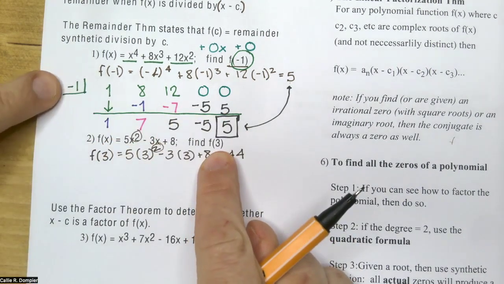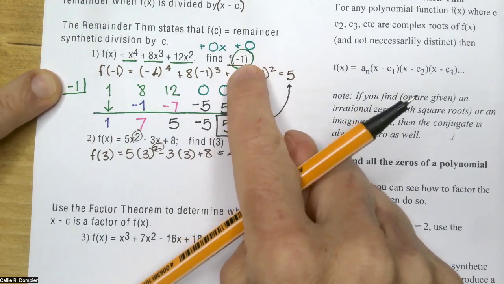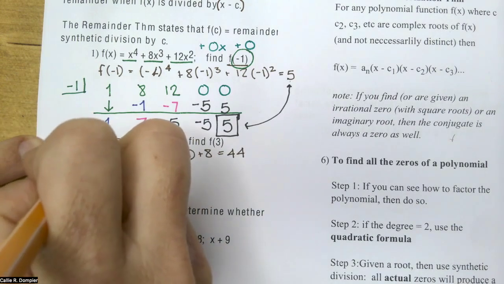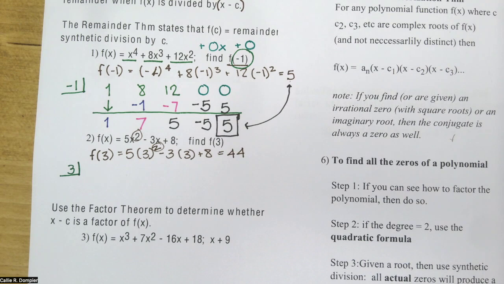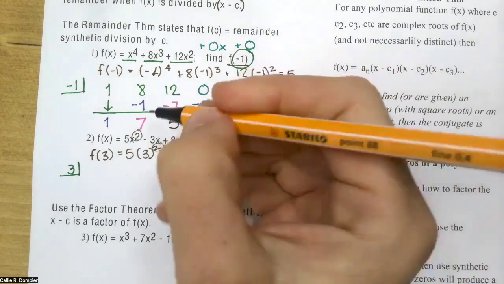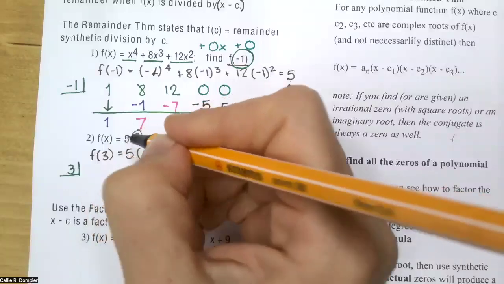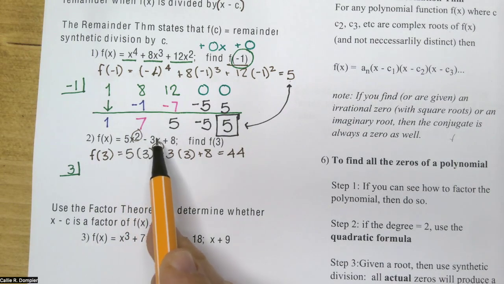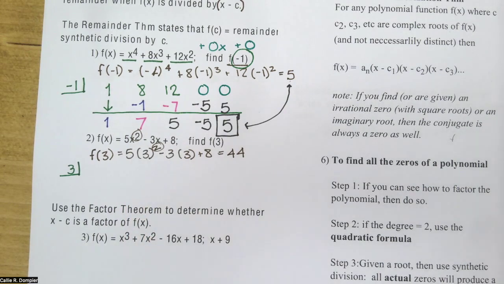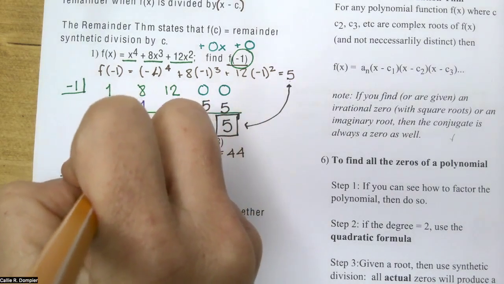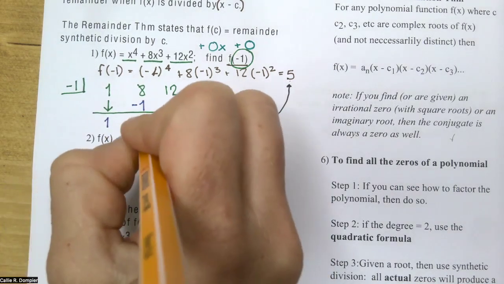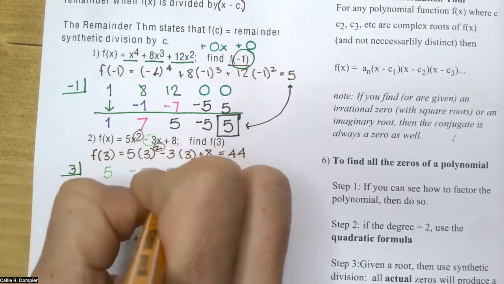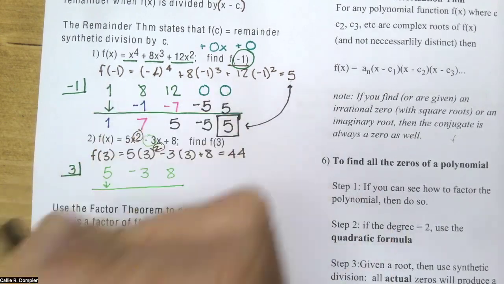So I used -1 because -1 was my c value. Now my c value is 3. So I'm putting 3 right up here. And then I'm going to take just the coefficient of each term. So I have a 5, a -3, and an 8, and those do descend, right? X squared, x, constant. So I don't need to add any zeros anywhere. It's going to be a 5, a -3, make sure you keep the sign with the term, and a +8, right? That 5 just goes straight down.